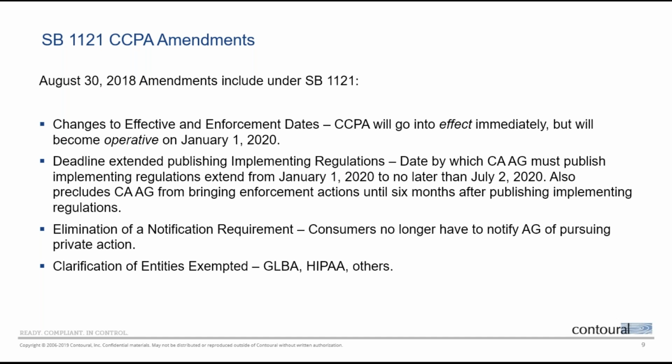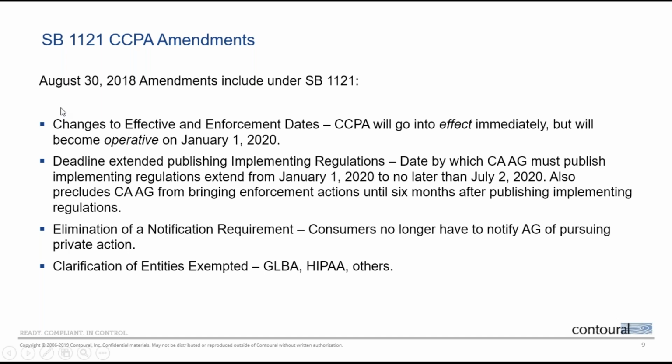Now, the law is changing, and there were some amendments that were put forth on August 30th. It will go into effect immediately. We talked about that, become operative on the 20th, but they're also going to extend the deadline in which the California Attorney General must publish implementing regulations, no later than July 2nd, and you have a 6-month grace period between when the regulations or the implementation guidelines are published and when the operation will become effective, this law.